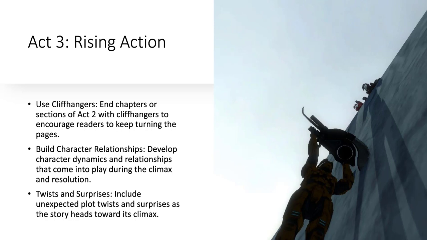You use cliffhangers. You end chapters or sections of Act 2 with cliffhangers to encourage readers to keep turning the pages. You build character relationships. You develop character dynamics and relationships that come into play during the climax. Twists and surprises. Include unexpected plot twists and surprises as the story heads towards its climax.